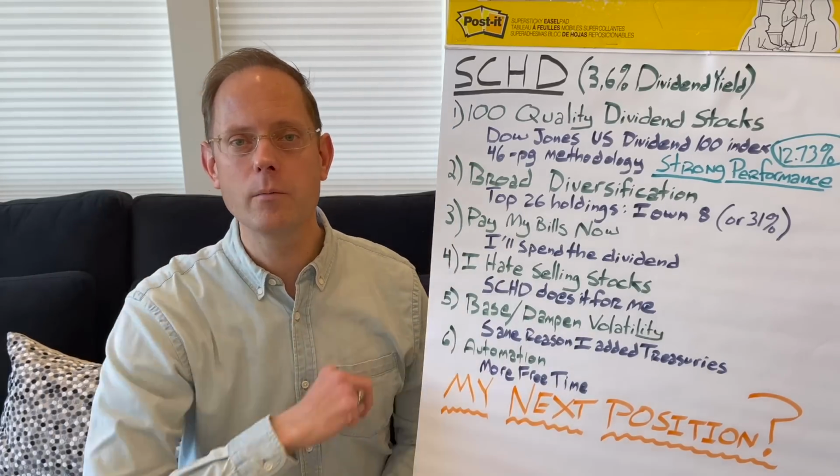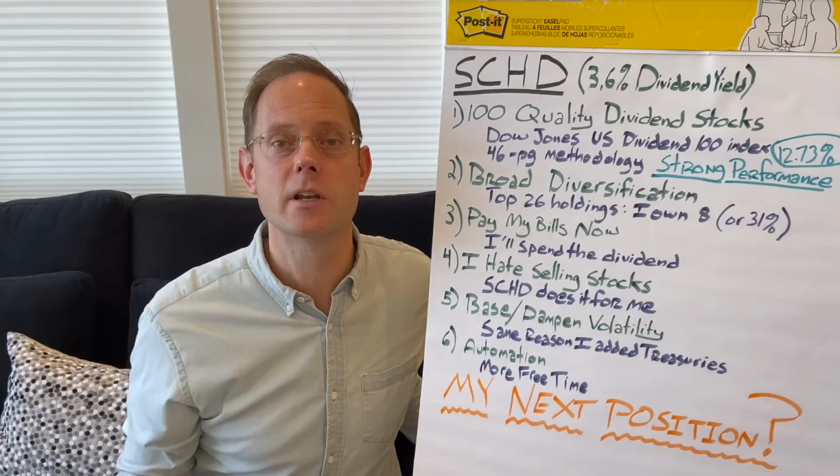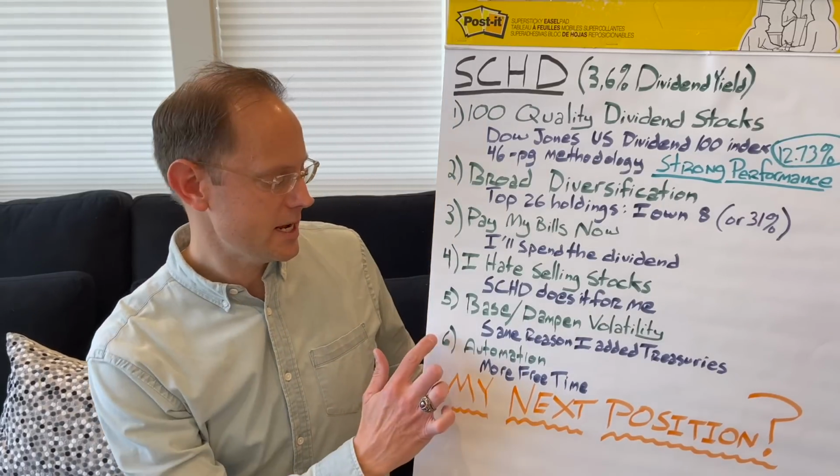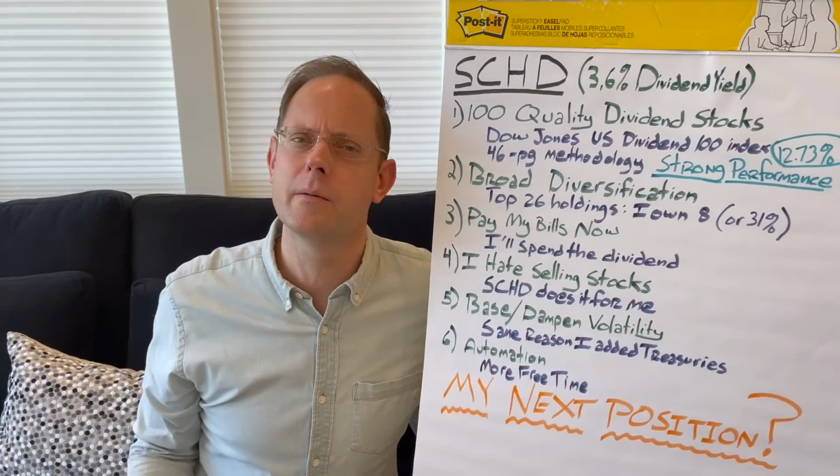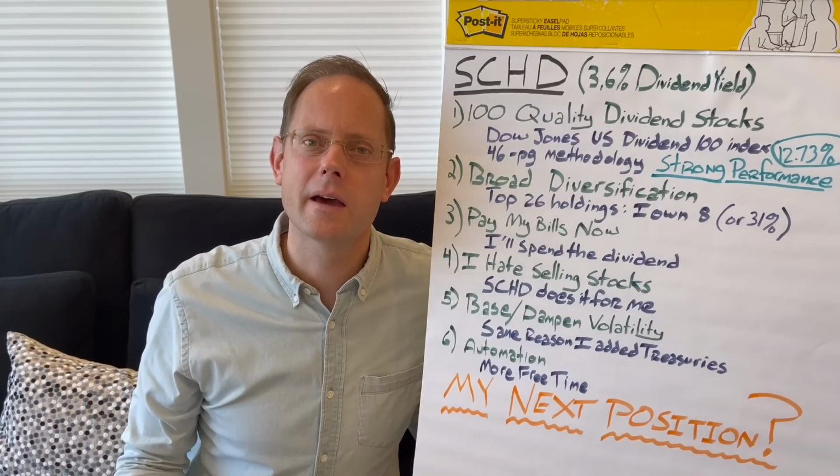But I have one more point I want to bring up, and then I'm going to share some numbers with you as well. As you can see here under number 6, it's just automation. I spend a lot of time analyzing stocks.